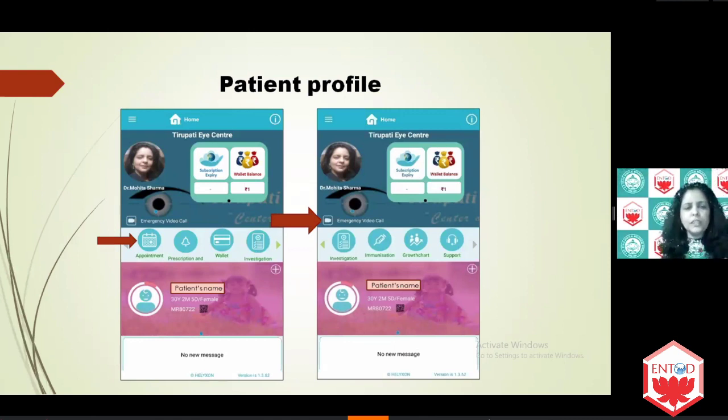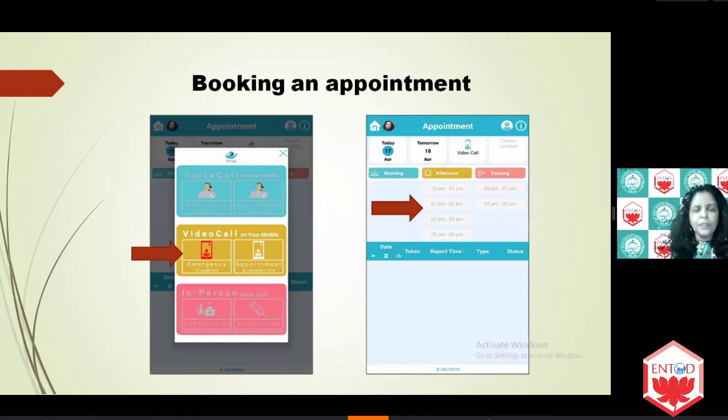Now, once he downloads the app, on the left side is what the app looks like on his phone. He can take an appointment, which can be either a scheduled appointment or an emergency appointment. The doctor will schedule the appointments as per their availability in the app. Then the patient has an option of a video call or an audio call. So he can choose.